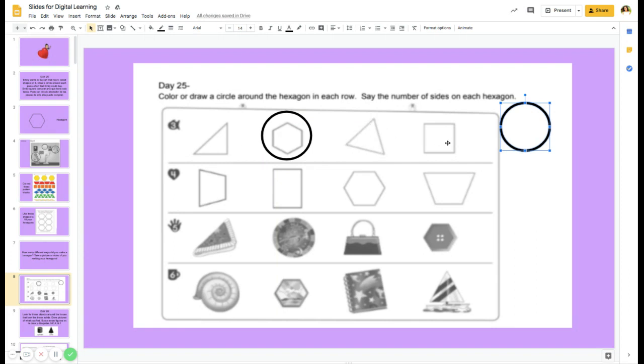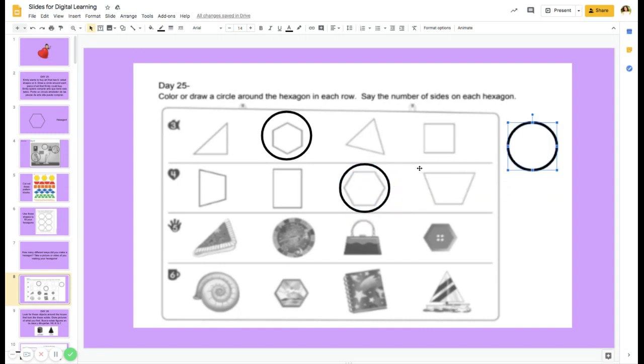Here we have a triangle. Here we have a square. Here, let's count the sides. 1, 2, 3, 4. Nope, not a hexagon. Is that a hexagon? No. 1, 2, 3, 4, 5, 6. A hexagon has 6 sides. I know that's a hexagon. I'm going to put a circle around it.